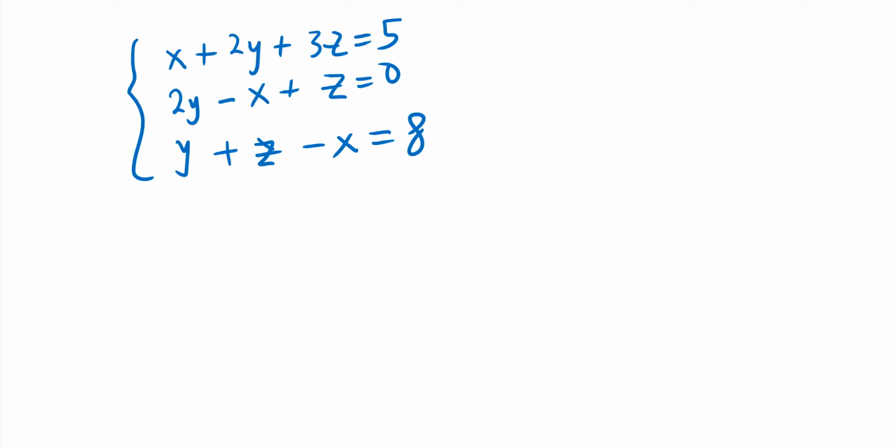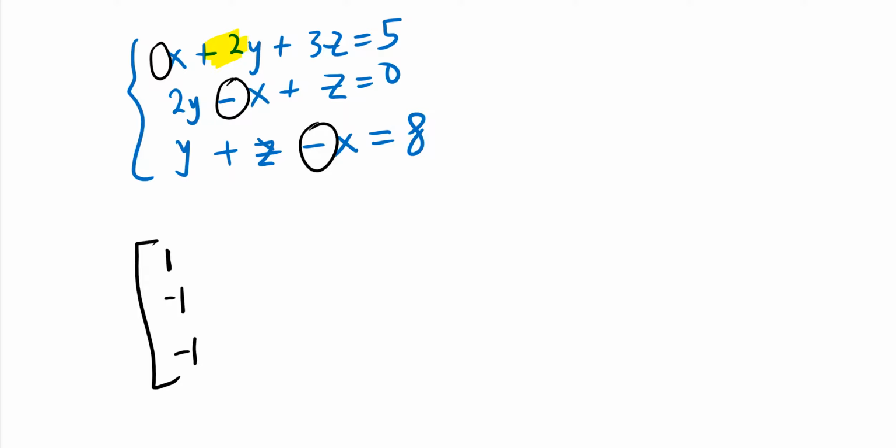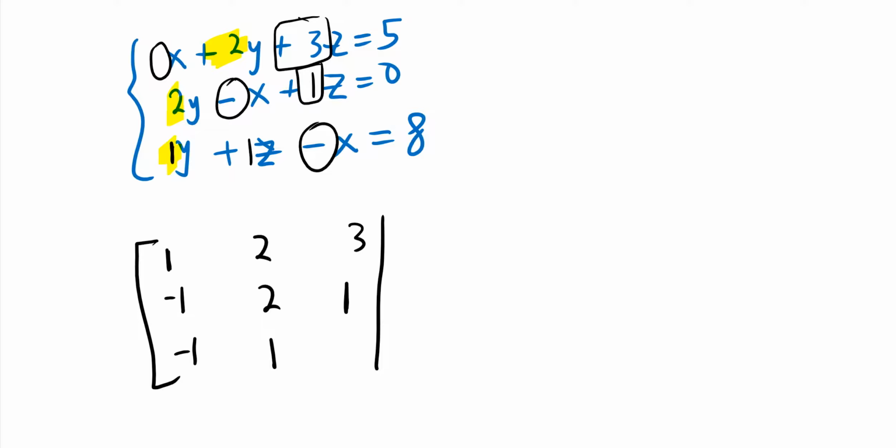So if you want to go straight forward and write the augmented matrix, we need to look at the x's. The coefficient here is 1. In the second equation it is negative 1. In the third equation, negative 1. The y's. Coefficient of y is plus 2, plus 2, and there's a 1 here. So 2, 2, 1. For the z's, we have 3, 1, and another 1. And the other numbers stay as they are. They are already on the right side of the equal sign.